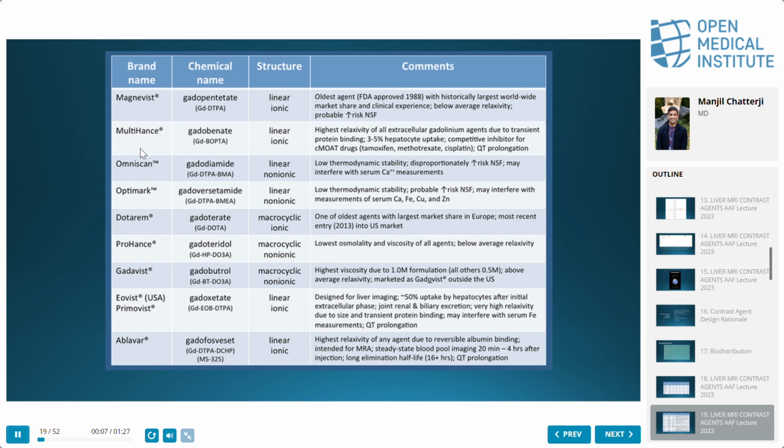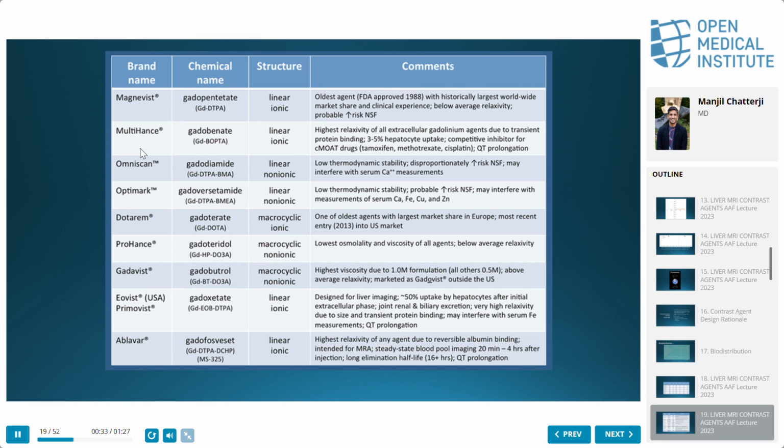If we look at, first of all, the structure, there are different structures of contrast agents, and it refers to the chelation of the gadolinium. And some of the comments here are helpful, like Magnevist was the oldest agent, originally approved in 1988. It does have an increased risk of NSF, but not as much as Optimark and Omniscan, and that's because they have low stability. So they have a much increased risk of NSF. We don't use these anymore.